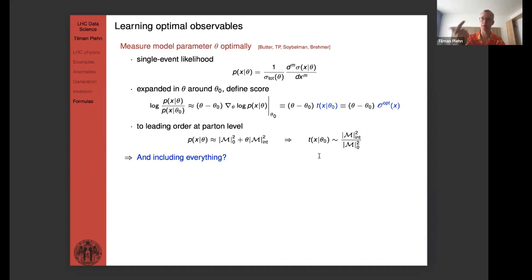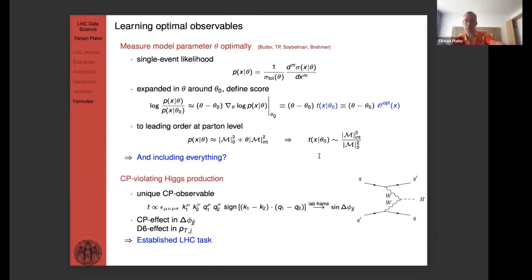The problem is, the world in experimental science is not parton level and it's not leading order. So can I do better? Can I learn this structure? You see, this is something that depends on these likelihoods, which means you should be able to extract it numerically, and we can.